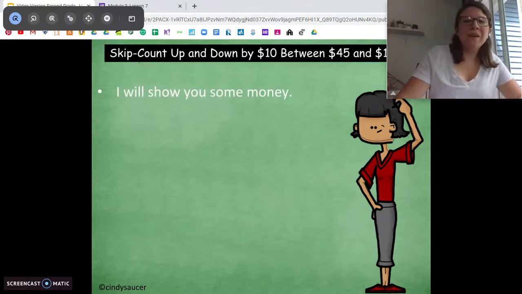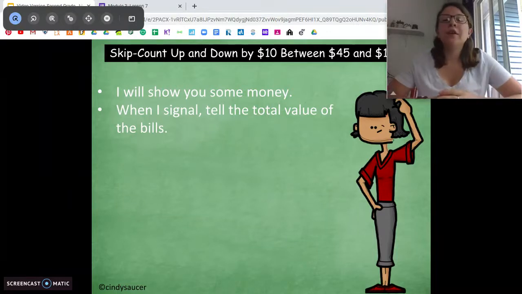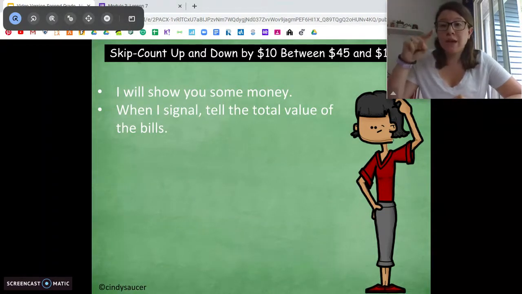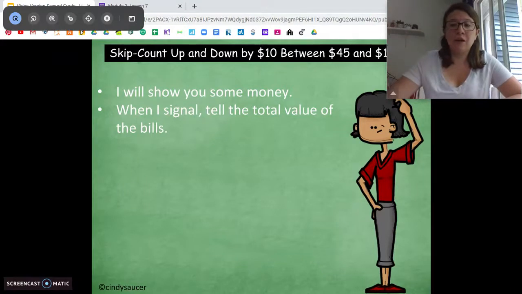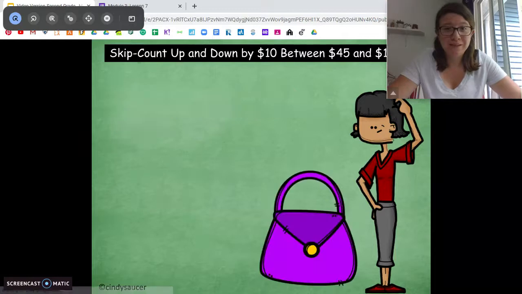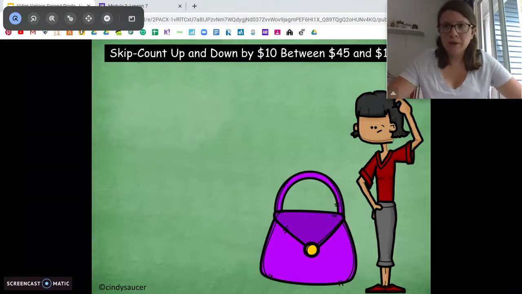All right, now we're going to get back into some money. Okay, I'm going to show you some money. When I signal to you, you're going to tell me the total value of the bills. There's going to be bills worth $1, bills worth $10, and bills worth $5. So use your skip counting skills and add them together. I'll give you a little bit of time, then I'll snap my fingers, and I want you to tell me how much money is there. Ready? Here, I'll go slow. You can count by tens.